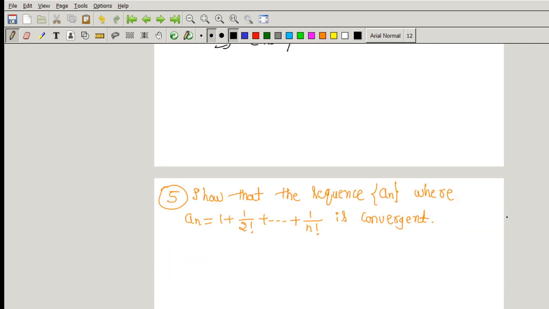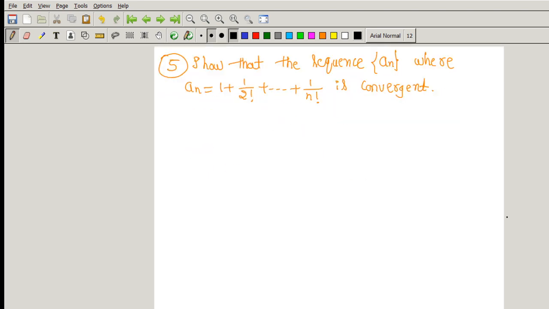Okay, now I move on to the next problem. Show that the sequence an where... I think it's not visible properly, so just wait, I'm using another color.